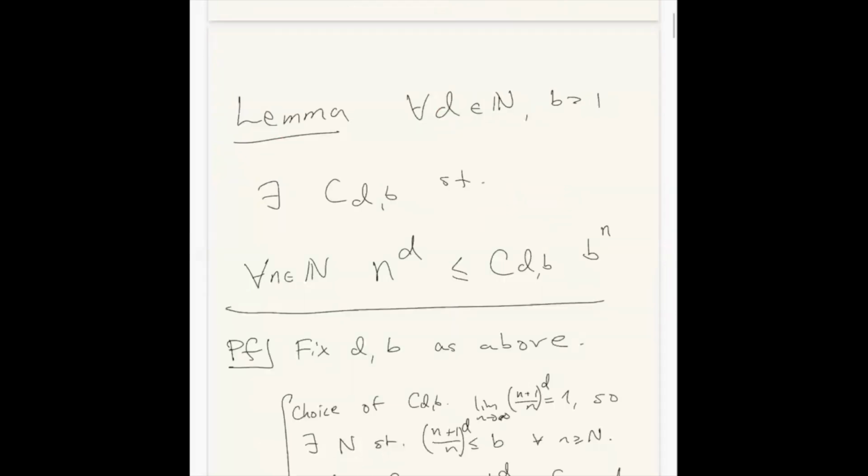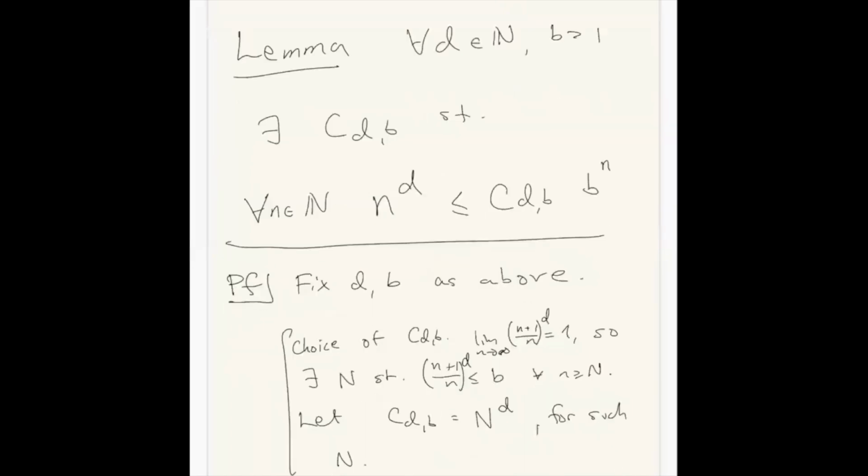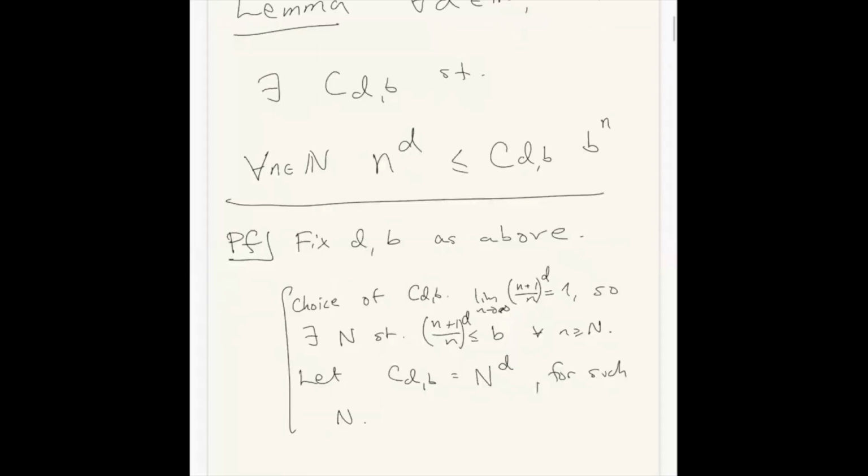So we stated last time this lemma, that if you have n^d, you can always bound it from above by any geometrically growing thing, b^n, times some constant that depends on the degree d and the base b. Okay, let's look at the proof of this. This is an induction proof, but there's a slick trick here that's a little difficult to get.